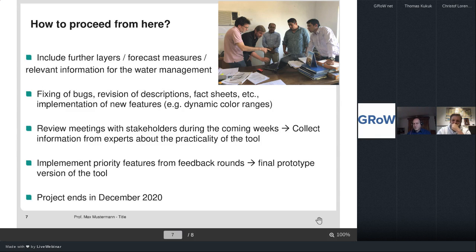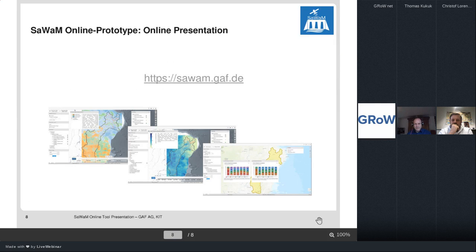But we are for sure planning to go on with this tool and provide the forecasts in the next months and years. This is in cooperation with the KIT, because our plan is that this is not the end of the system. We want to incorporate it in further projects and provide it to users worldwide, not only in the project regions. Okay, this is the end of my presentation. If you want to access the system, the SaWaM online prototype, you can use this link on sawam.gov.de. You can access it.